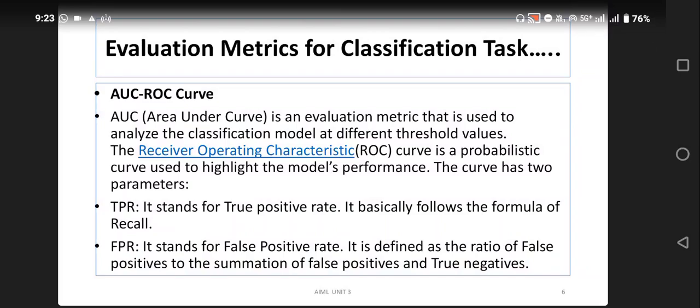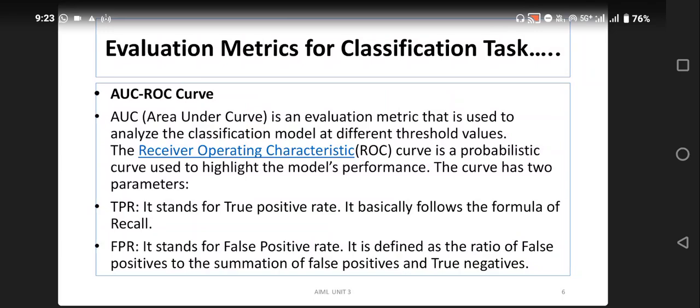The next metric is the AUC ROC curve. AUC is nothing but area under curve. ROC is nothing but receiver operating characteristics. AUC is an evaluation metric that is used to analyze the classification model at different threshold values. ROC is a probabilistic curve used to highlight the model's performance.